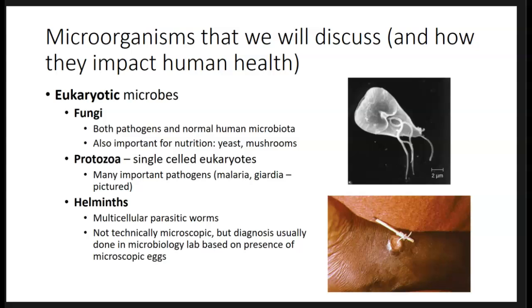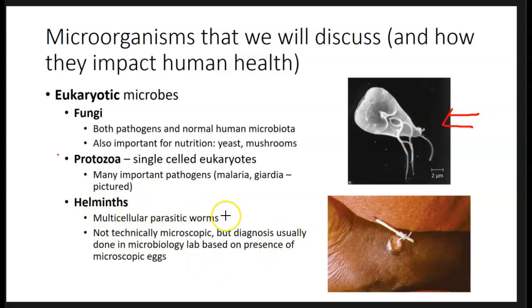We'll also talk about eukaryotic microorganisms that fall into a few distinct categories. We'll talk about fungi. Fungi are both pathogens and part of the human microbiota, and they are also important for nutrition. We use yeast for making a number of products and also eat mushrooms. Protozoa are single-celled eukaryotes. There are many important pathogens in this group, including malaria and giardia, which is pictured here.